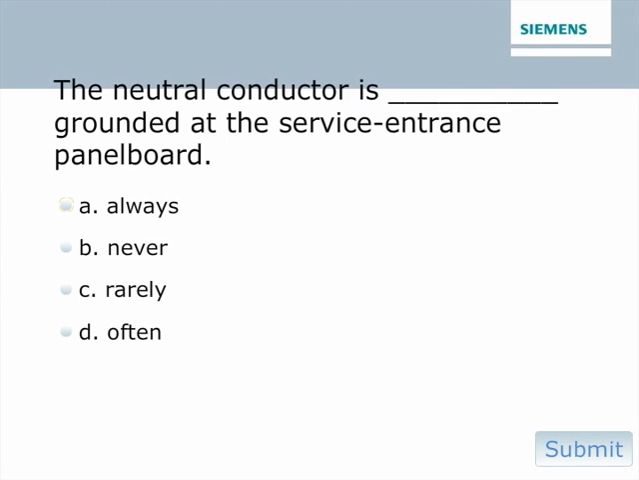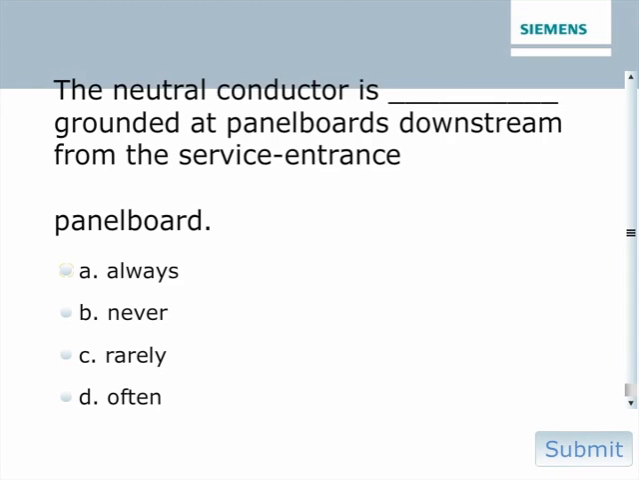Question 11. The neutral conductor is blank grounded at the service entrance panel board. Is that A, always, B, never, C, rarely, D, often? Question 12. The neutral conductor is blank grounded at panel boards downstream from the service entrance panel board. A, always, B, never, C, rarely, D, often.